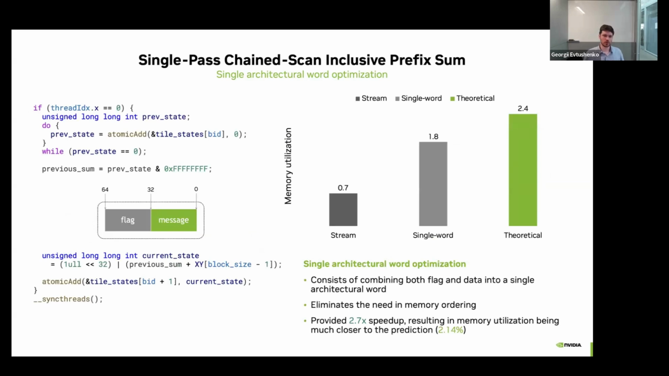And the single architectural word optimization provided about 3x speedup, and that leads us much closer to speed of light. We now reach 1.8% speed of light, while our theoretical limit was 2.4. Although we're much closer, it seems that there's still room for improvement.